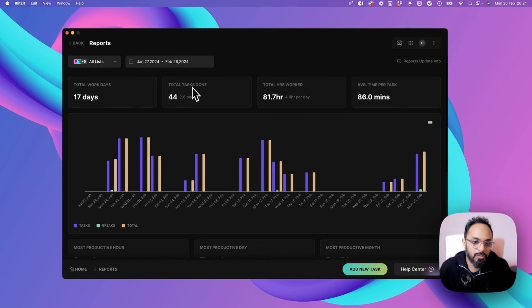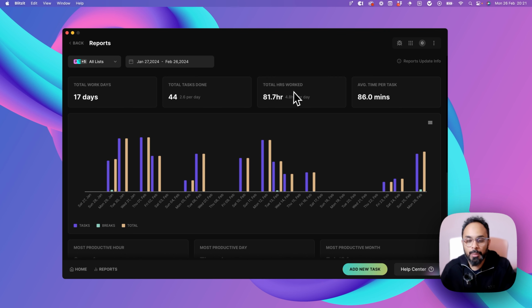Great. So next up, we have total tasks done. Total tasks done is essentially, across this entire time period, how many tasks did I actually do? In my case, across those 30 days, I did a total of 44 tasks. And to get an average across those work days, that equals 2.6 tasks per day. To be specific, that's work days. So we're taking this 44 and dividing by 17 work days, which gives you on average 2.6 tasks per day that you're accomplishing across all your work days.